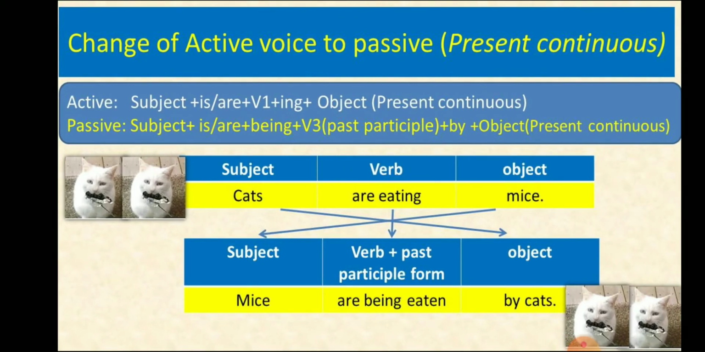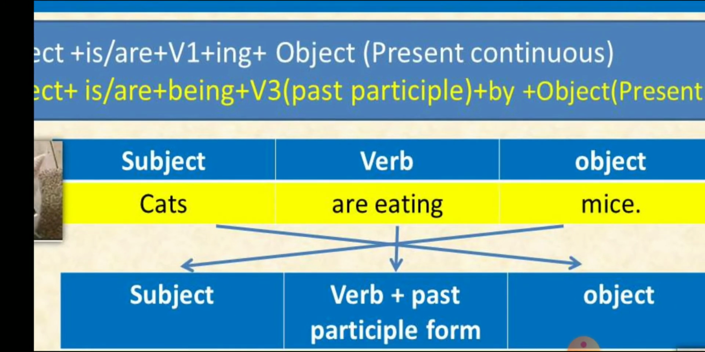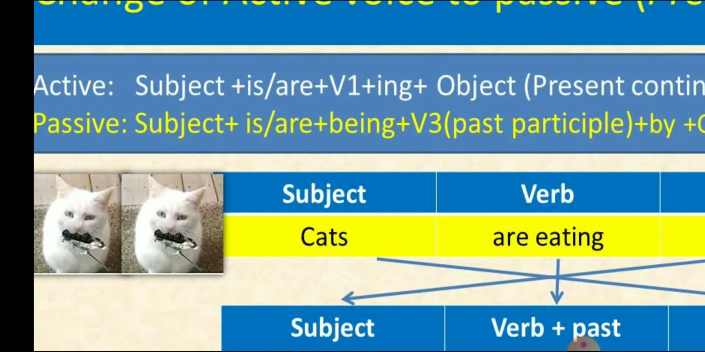Next, let us see how to change active to passive for the present continuous tense. So here is an example. Cats are eating mice. First of all, identify the tense. How can you identify the tense? By observing the verb. Here the verb is are eating. So here the verb is, that is, are plus verb plus ing. By seeing this, we can identify that it is in present continuous form.